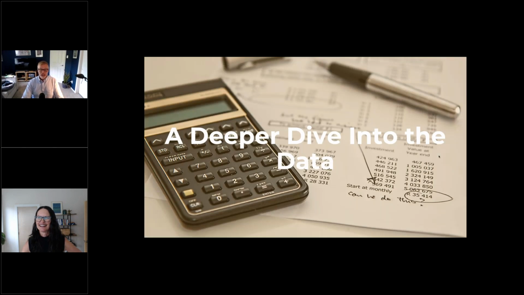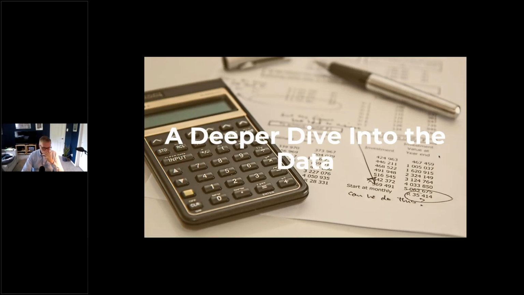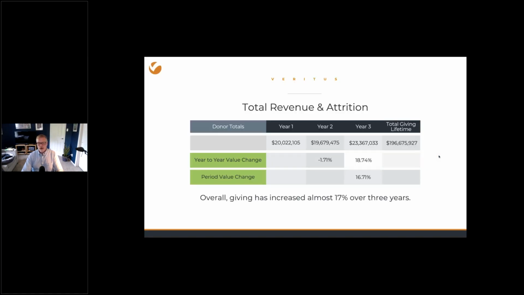Okay, so let's take a deeper dive into the data, so we can see what this looks like on a real donor file. Now you might be saying, oh my gosh, this is a huge organization. Just take off an extra zero here. This is a $20 million major gift program. It could be a $2 million one or a $200,000 one. It's the same idea. This organization from year 1 to year 3 grew by 17% in 3 years.